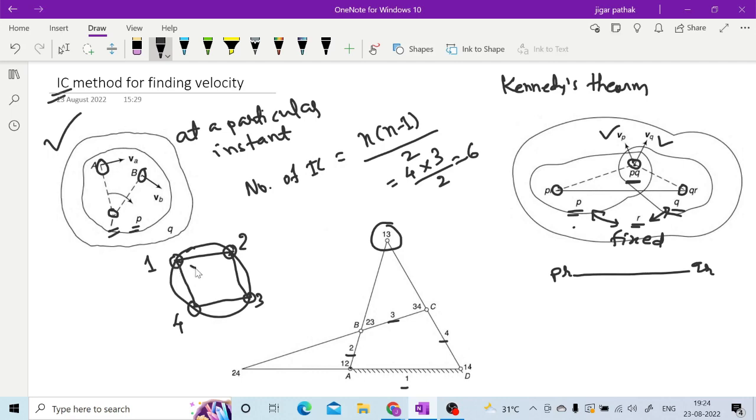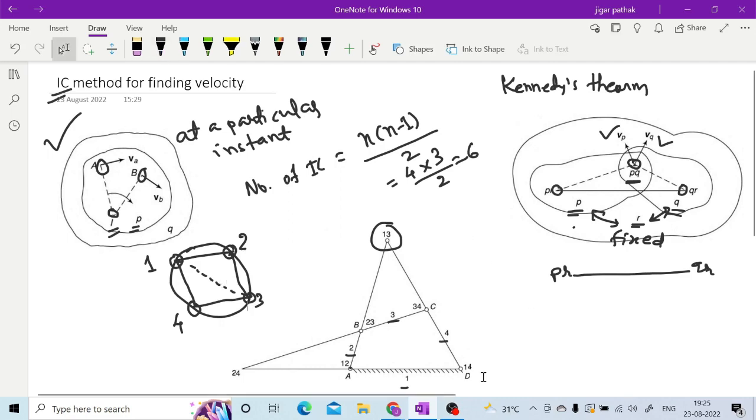Now in order to join this 1 3, what you have to do is you have to extend 1 4 and 3 4. Are you extending 1 4 and 3 4? Yes. And you have to extend 1 2 and 2 3. Are you extending 1 2 and 2 3? Yes. Right. So like that, for 1 3, as I told you, you have to extend 1 4 and 3 4.